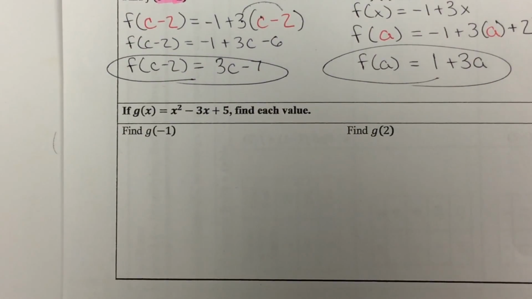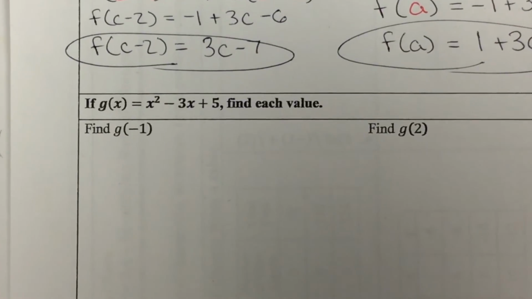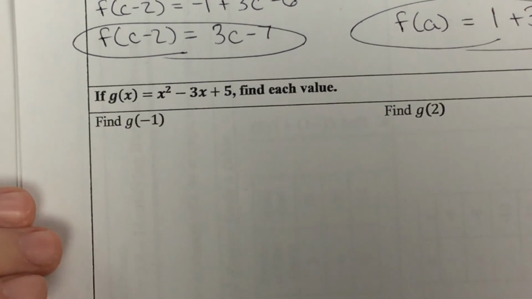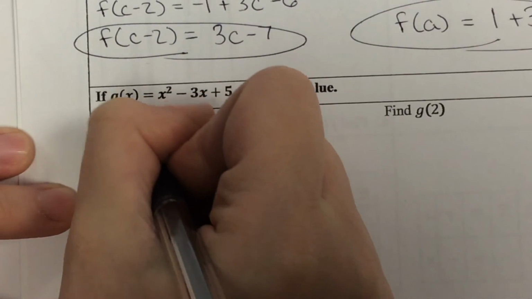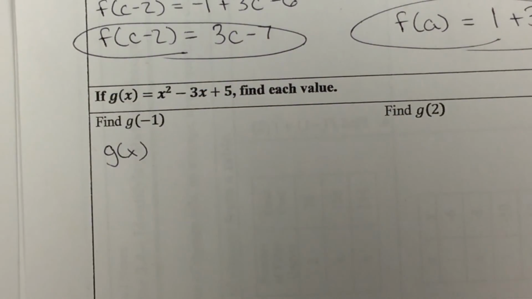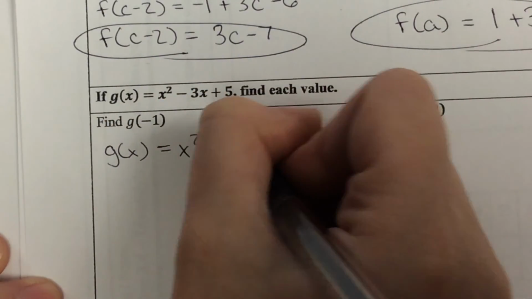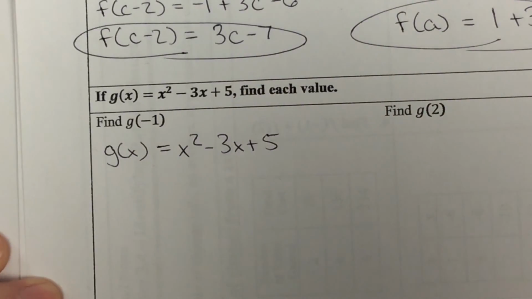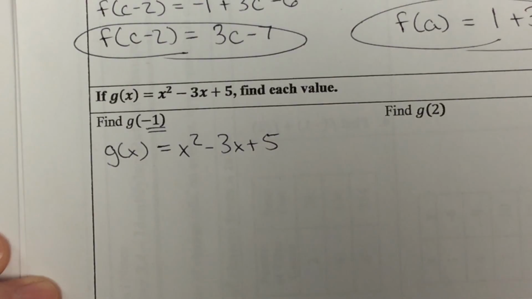Let's do these last two down here on the bottom. We're going to have to substitute for x in a couple of different spots here. So we've got g of x this time, and it doesn't matter that the variable has changed. f, g, doesn't matter. You're still going to do the same thing. g of x equals x squared minus 3x plus 5. Well, we're substituting in -1 wherever we see x.